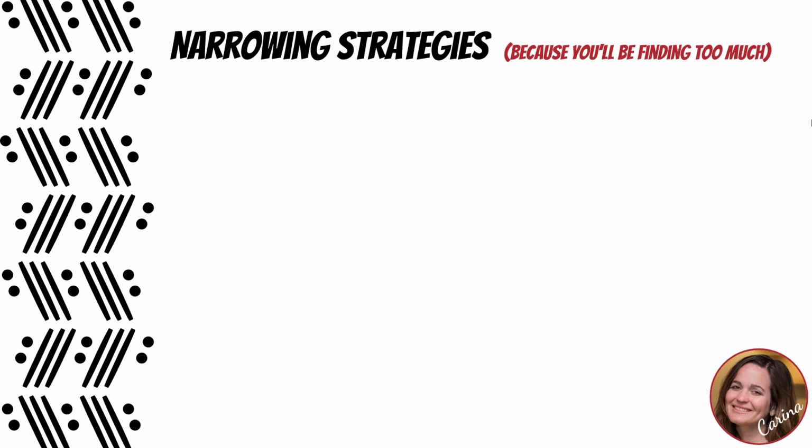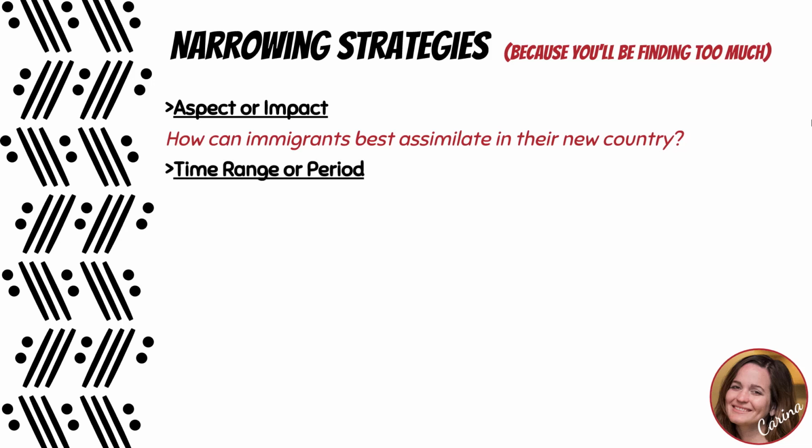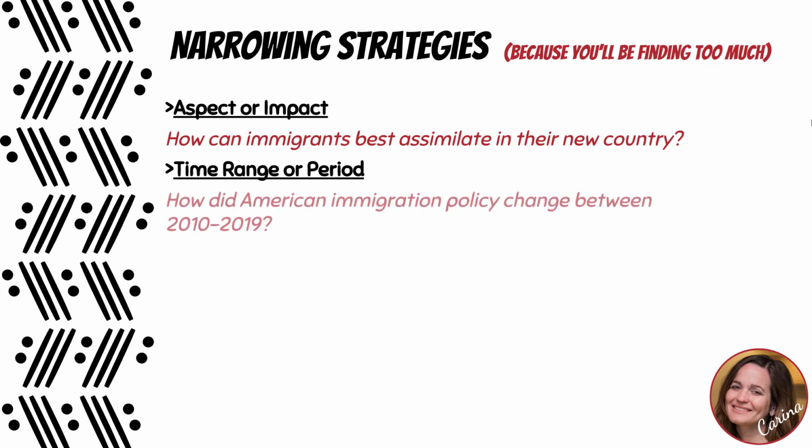So one thing you might consider is whether there's a specific aspect or impact area that you can examine. For instance, how can immigrants best assimilate in their new country? Or you might consider whether there's a specific time range that you're interested in. For example, how did American immigration policy change between 2010 and 2019?